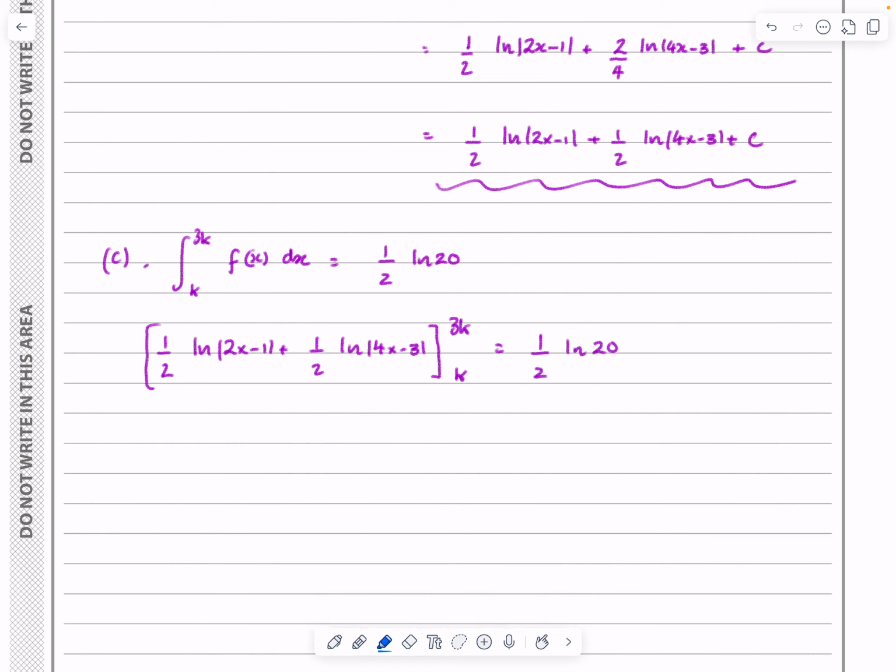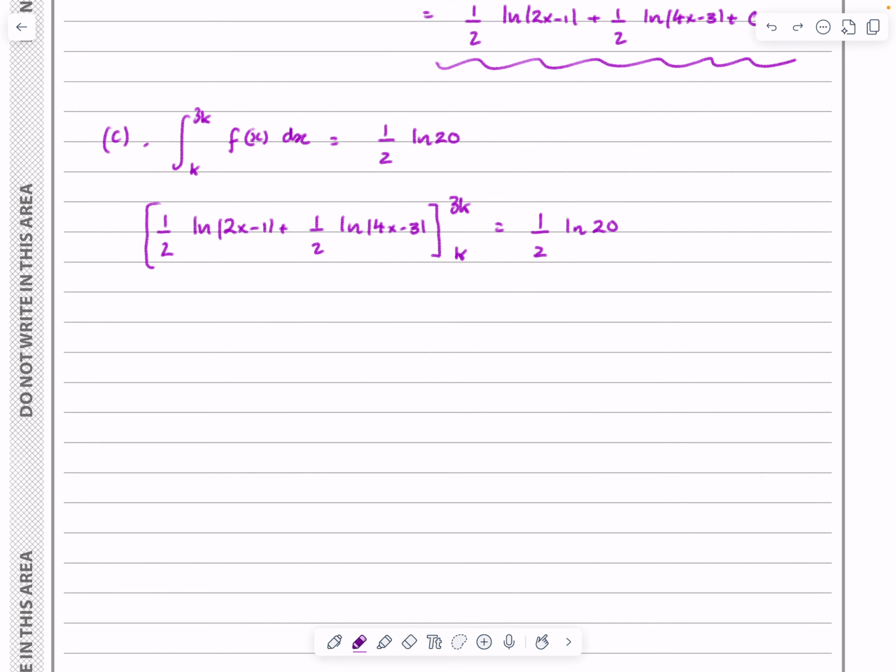So this thing on the left-hand side, I need to make into a nice, easier single log. Before I do any calculating, I'm going to say that's a half log of (2x minus 1)(4x minus 3). If you've got log of A plus log of B, that can become log of AB, and the half I'm just taking out as a factor there.